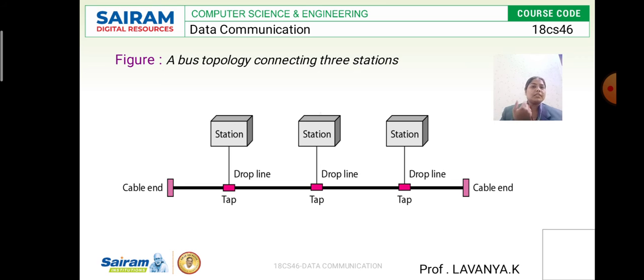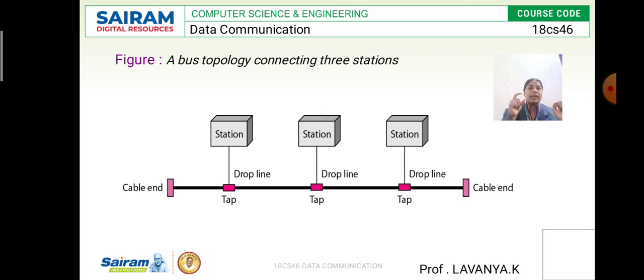Then the third point is that the bus topology has a long cable, and in that long cable, n number of stations are interconnected. Here they work on two functions: one is the drop line and the other is the tap, which means each station works with the drop line as well as the tap.